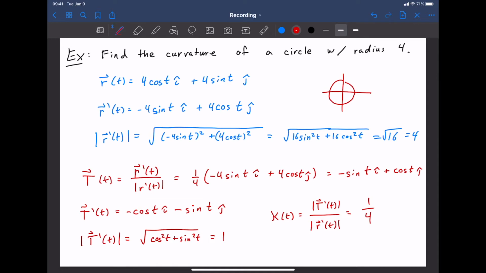Zero curvature would be a perfect line. And really high curvature, you could think of it as being a really small circle, right? The smaller the circle gets, the more we have to turn per length along the rim of the circle, along the circumference of the circle.